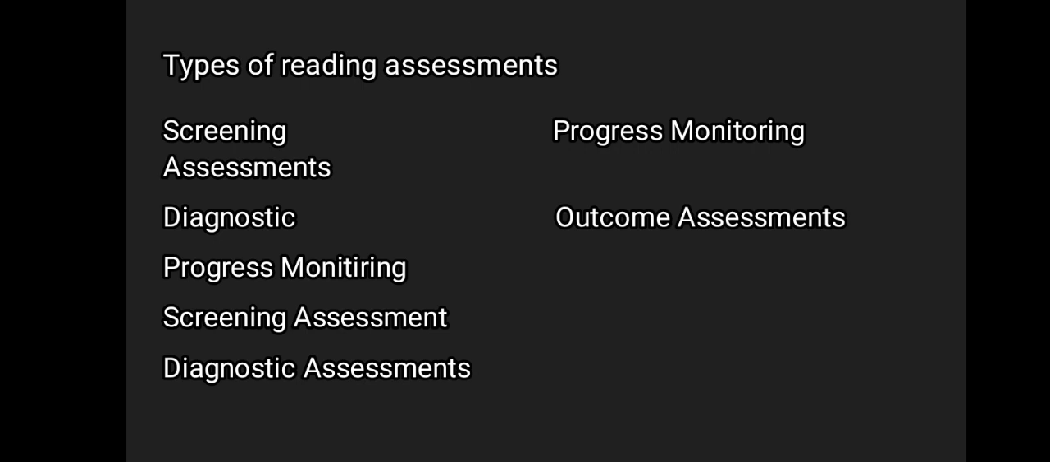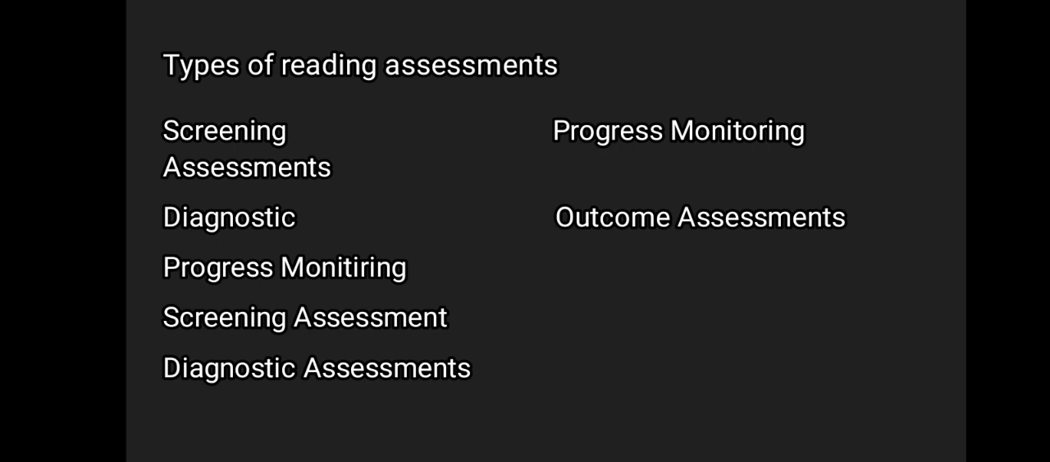The topic that I chose to discuss is all about types of reading assessment. Number one is screening assessment. Screening assessment is designed as a first step in identifying children who may be at high risk for delayed development or academic failure and in need of further diagnosis of their need for special services for additional reading instruction. Number two is diagnostic.